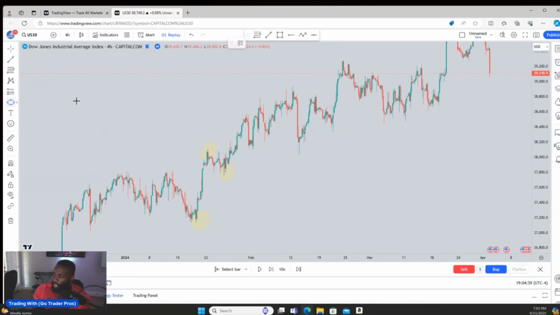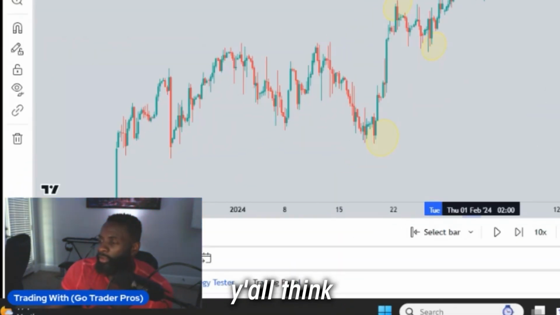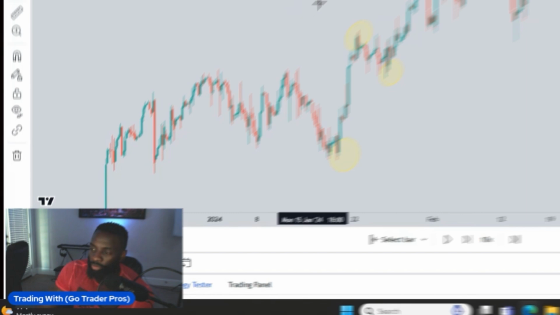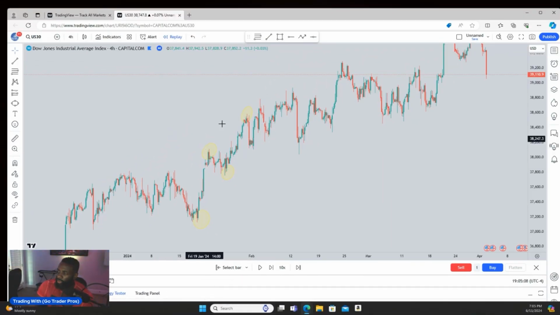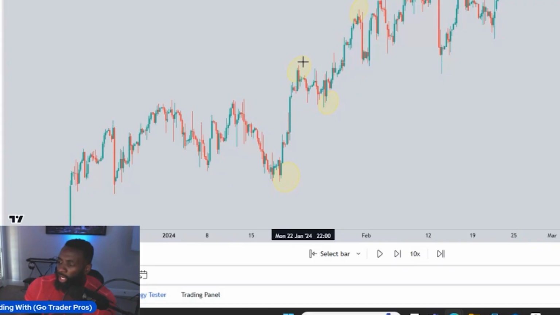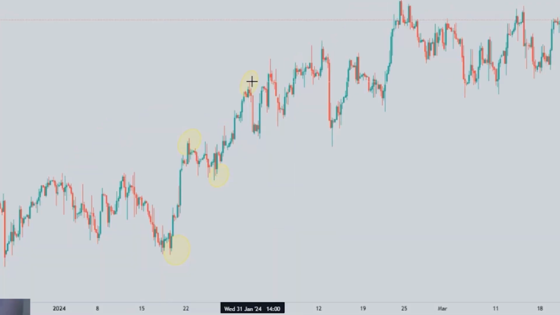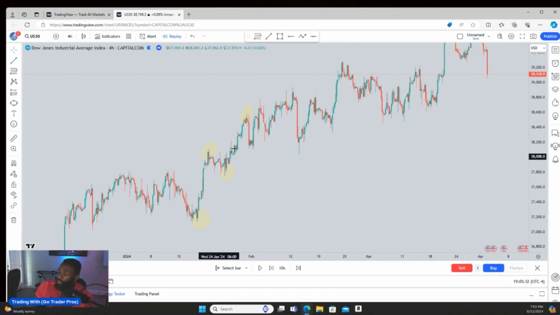So now, which direction do y'all think the trend is? Up. The trend is up right here. So that's one way you'll know which way it's going. You've got lows, highs, higher lows, higher highs. And this right here would be considered another low. You've got another higher high, higher low, higher high, and then right here it dips. So this means the trend is going up.